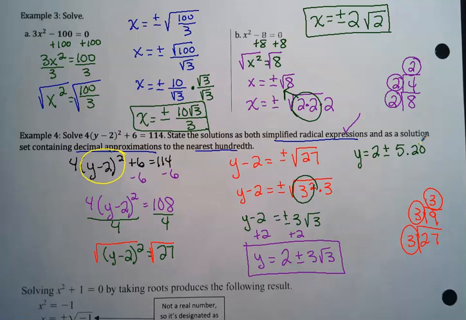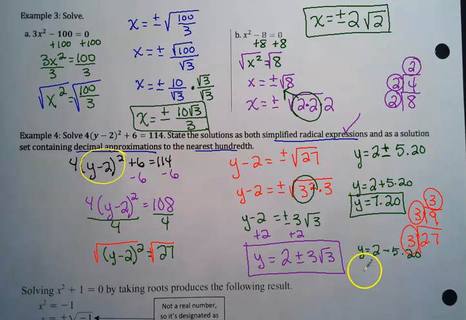Okay, because that means that y is equal to 2 plus 5.20 and y is equal to 2 minus 5.20 because of the plus or minus. So we have to do both of those to get that decimal approximation. So y equals 2 plus 5.20 is 7.20. And for the next one, y equals 2 minus 5.20 means y equals negative 3.20.